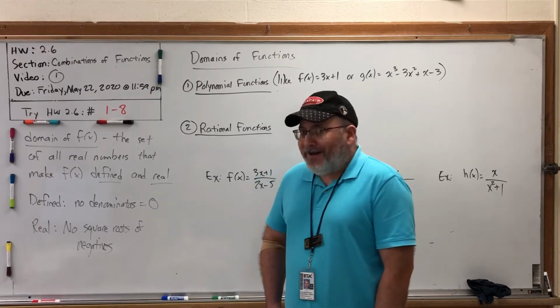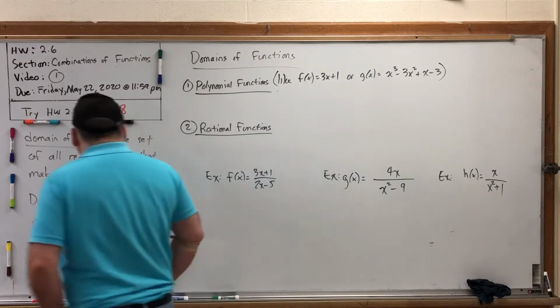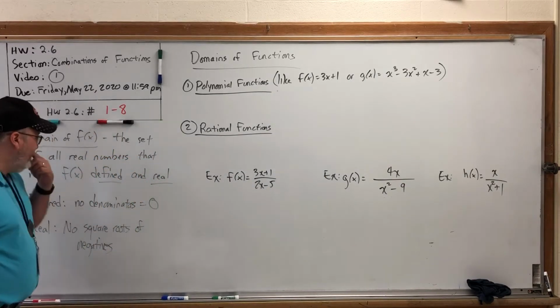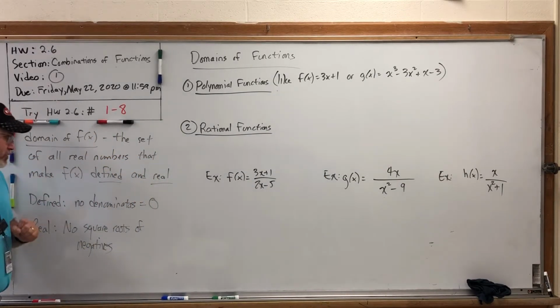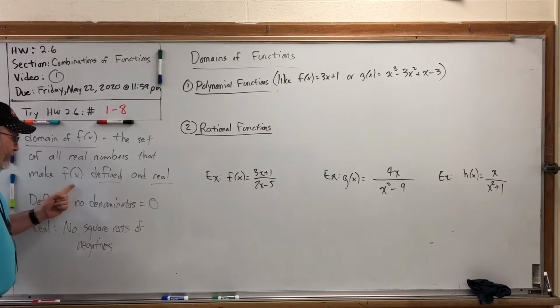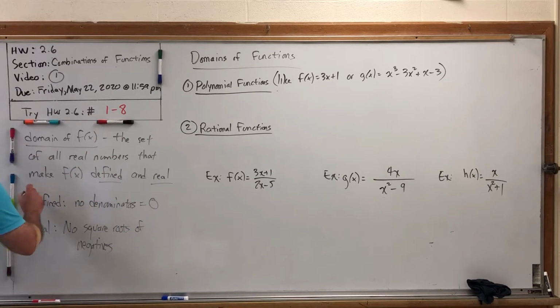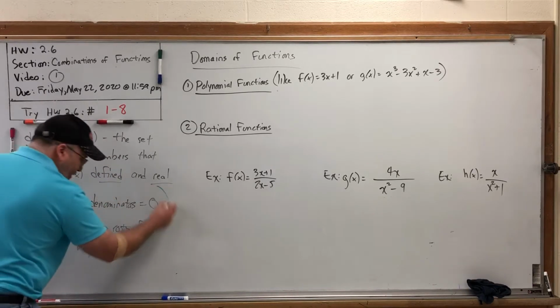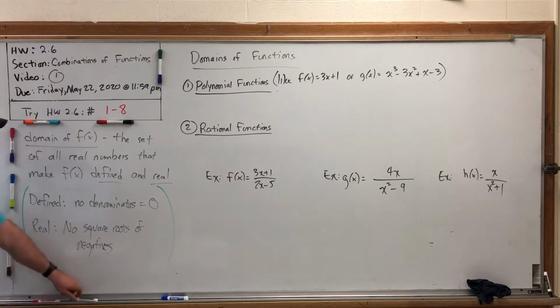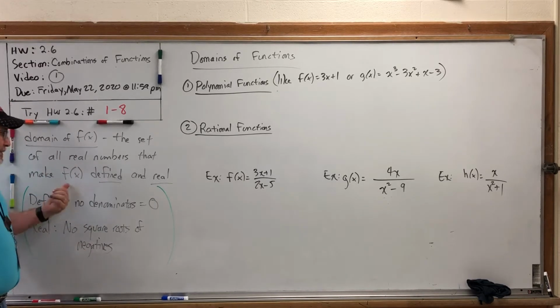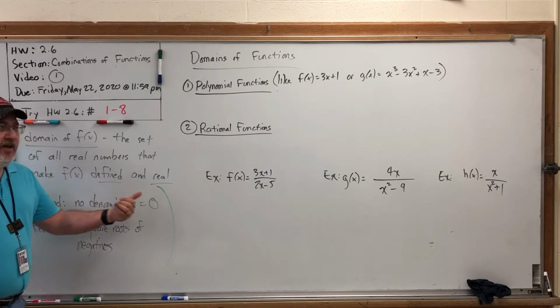largest domain possible. So we're going to define the domain of f of x as the set of all real numbers that make the function both defined and real. This part down here really isn't part of the definition, it's just a follow-up, so let's just put a gigantic green parentheses around it. So again, the domain of a function is going to be the set of all real numbers that make the function both defined and real.